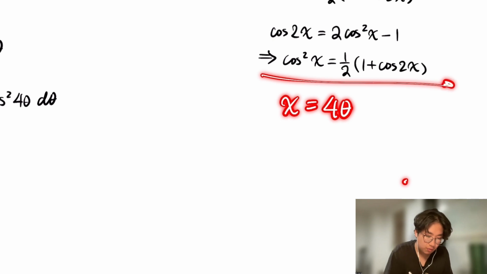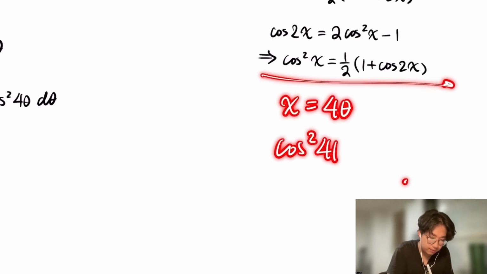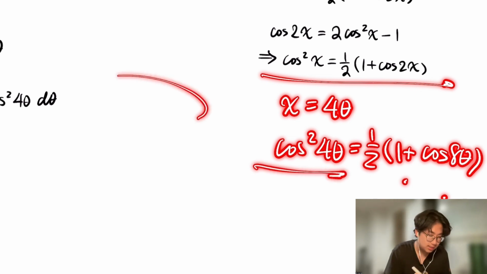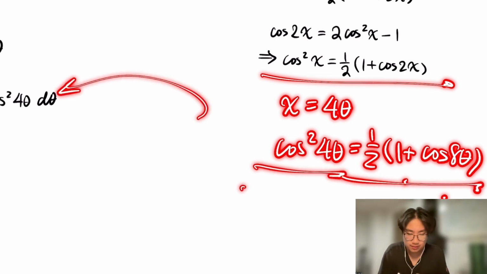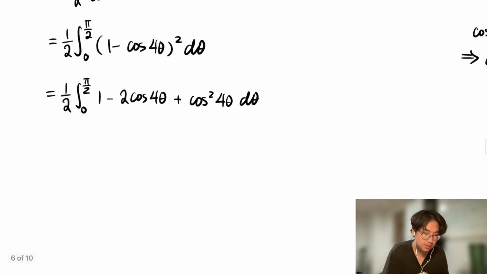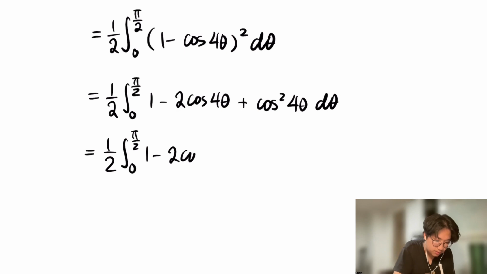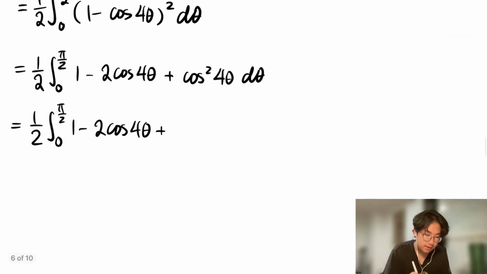And if you plug it into this formula here, you get that cos squared of 4 theta is equal to 1/2 times 1 plus cos of 2x, so 8 theta in this case, meaning we can replace this, which is right over here, with this right over here. So 1/2 of 1 plus cos of 8 theta. So here we have 1/2 times the integral from 0 to pi over 2 of 1 minus 2 cos 4 theta plus, and again, exactly that.